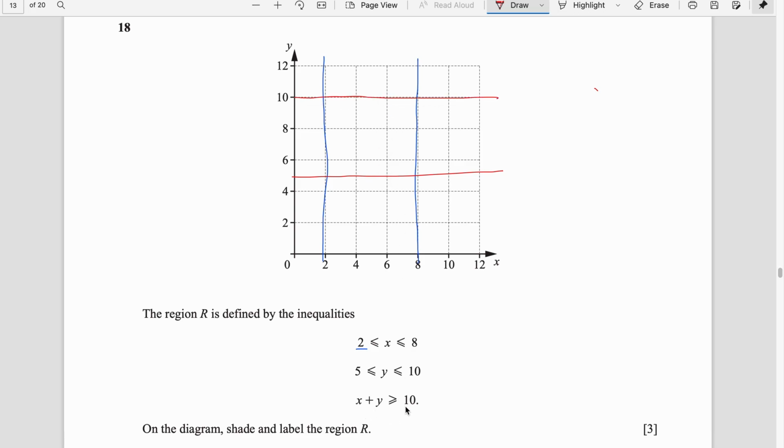And x plus y is greater than 10. So we have to sketch this. When x is 0, y is 10. And when y is 0, x is 10.